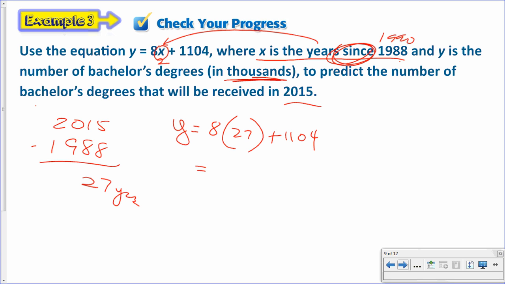When was 1104? Very good. 1104 is my starting point, right? In 1988, that's what I started with. So 27 years since then, this is going to be how many degrees were given out. What's 8 times 27? 216. 216 plus 1104. 10 carry 1, 10 carry 1, 2.